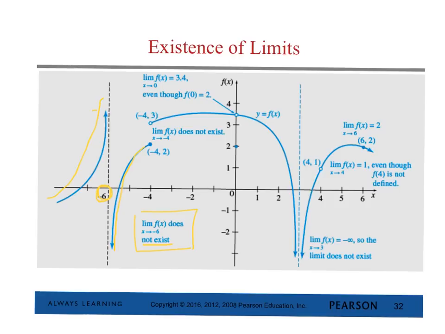At x equals -4, if you approach -4 from the left-hand side, we see that it approaches 2. But if you approach -4 from the right-hand side, we see that the value of the function approaches 3. And because 2 does not equal 3, that limit does not exist.